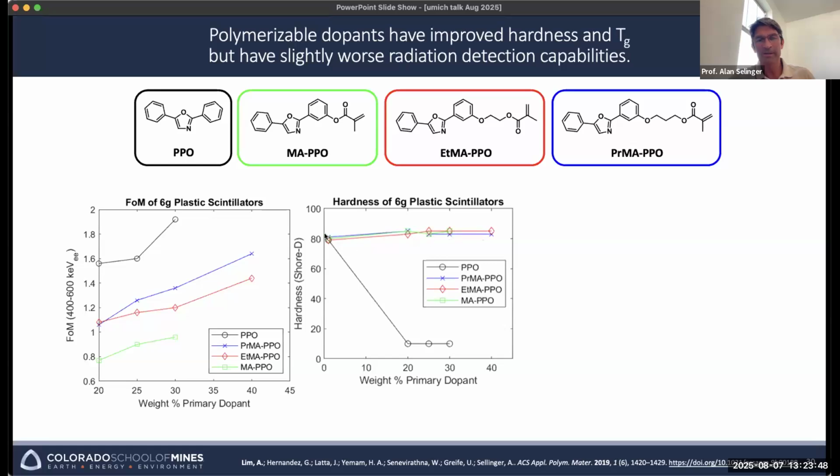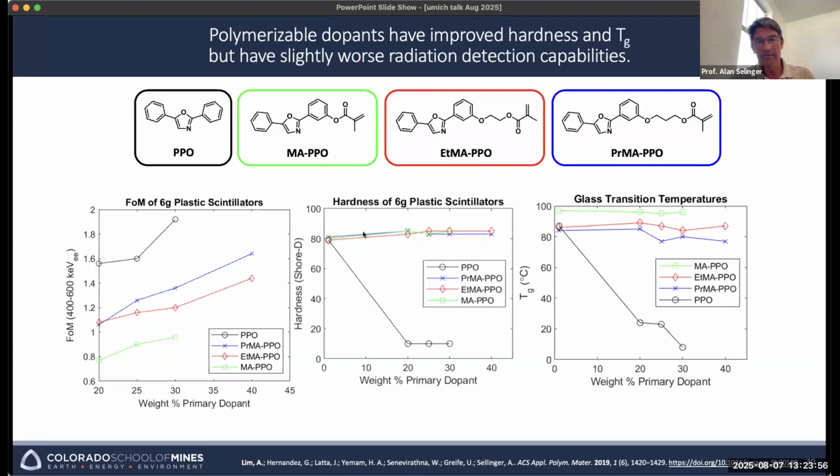And so here, as you can see, the hardness when you just use the physically blended dopant is very low. However, when we use our reactive dopants, it maintains the hardness across all dopant concentrations and maintains high glass transition temperatures. So that's great. So now we have good pulse shape discrimination. We have good mechanical properties and thermal properties.